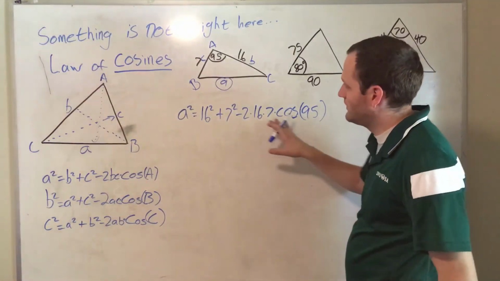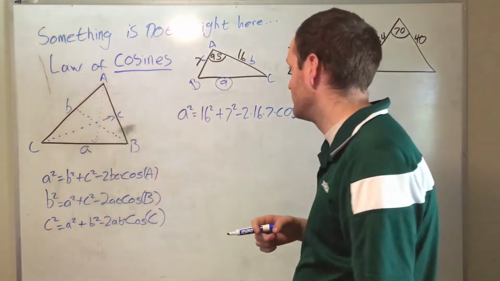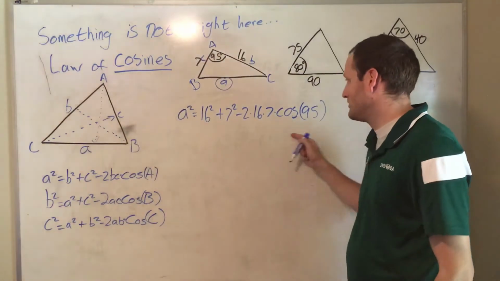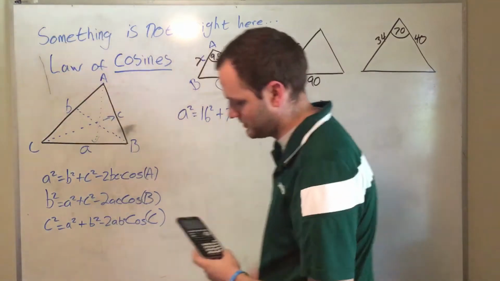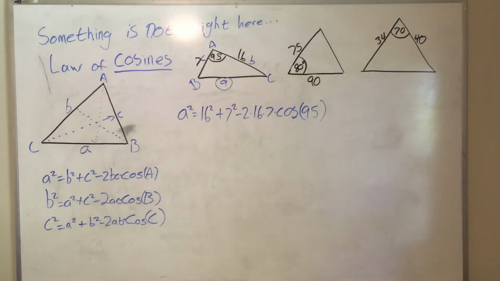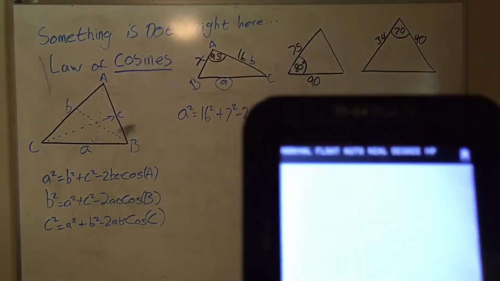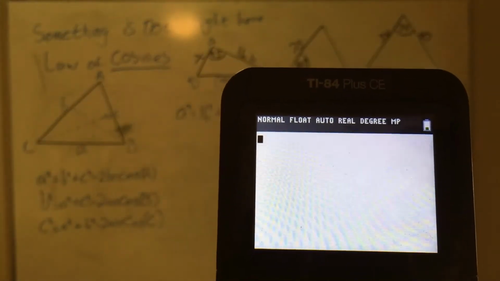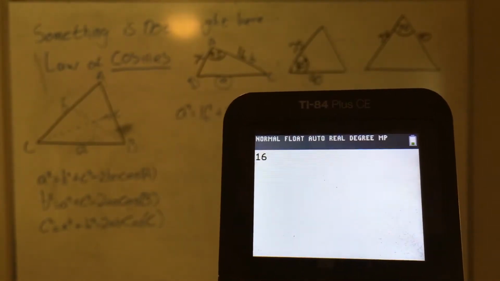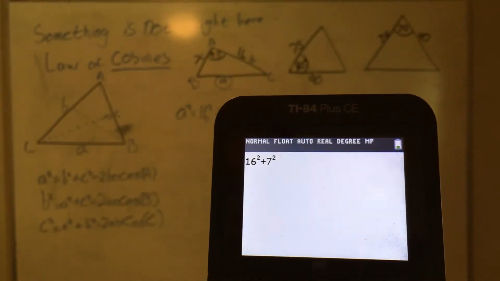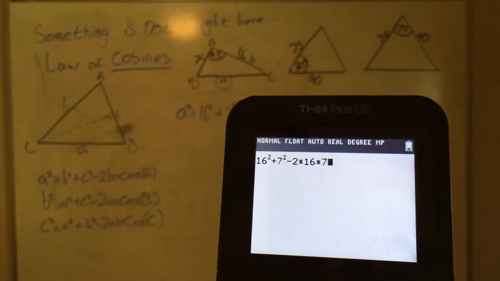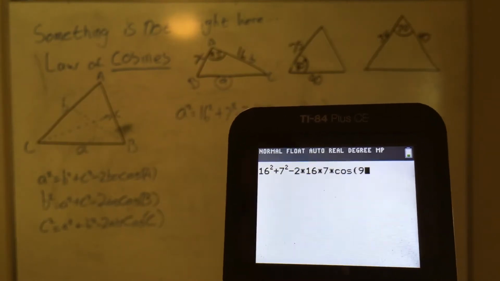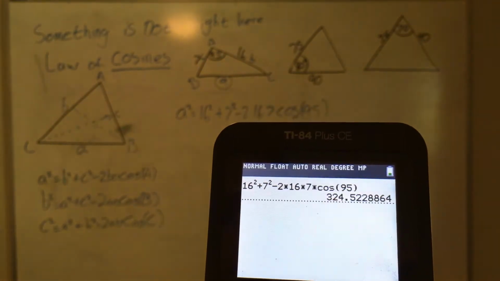Now that we have all of this here, we're going to figure out what a is. The nice thing is, you can literally just plug it into a calculator like it is as your first step. There'll be one step after that. If you don't like my calculator in your view, then rewind it or fast forward a little bit. So we've got 16 squared plus 7 squared minus 2 times 16 times 7 times cosine of 95. Make sure you are in degrees.